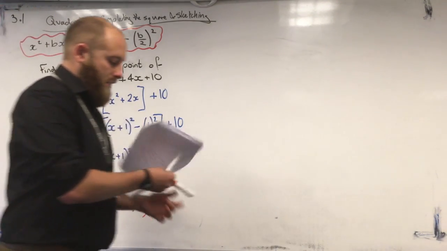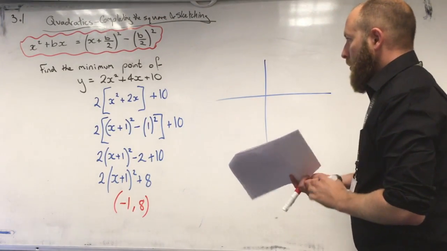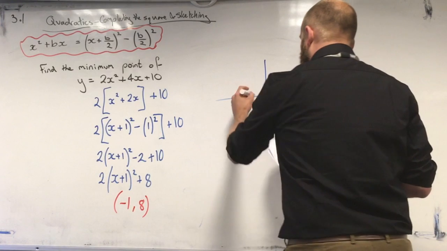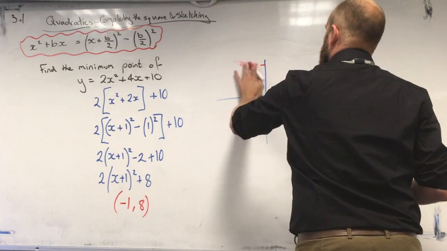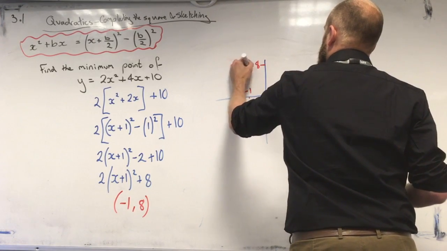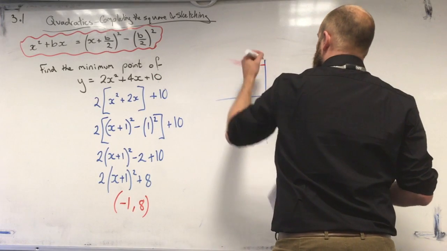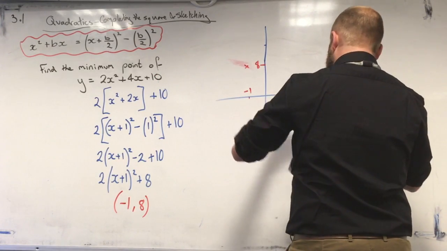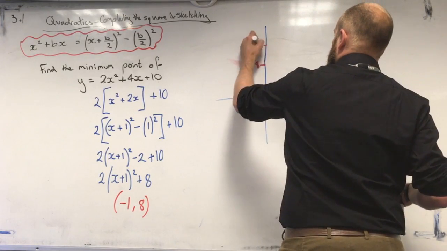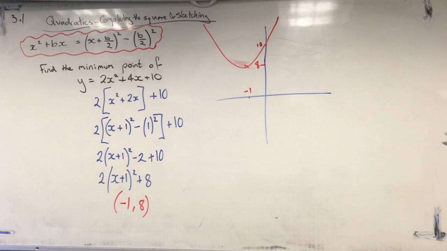So I can sketch this quadratic now. So a quadratic with a minimum of -1, 8. And we know it passes through the y-axis at 10. So something like that. Cool.